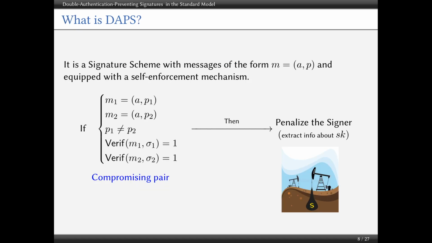So far we have learned that DAPS is a kind of signature scheme, and in DAPS a message has two parts: the address part and the second part, which we call the payload. What we would like to have in DAPS is this nice logical relationship: if a signer tries to sign two messages with the same address but different payloads, known as a compromising pair, then the signer would be penalized. How? It would be possible for others to extract information about the signing key.